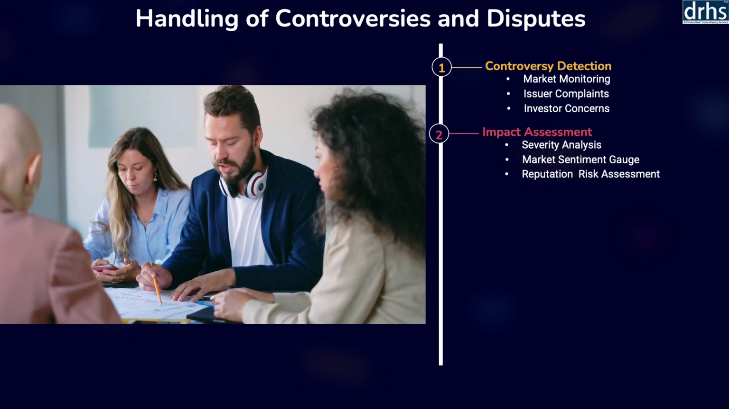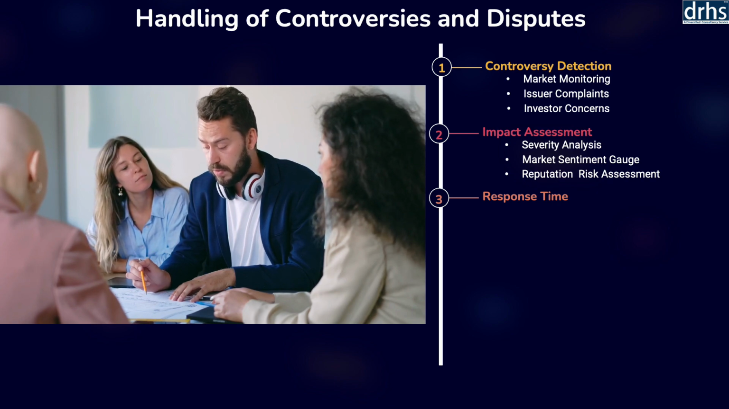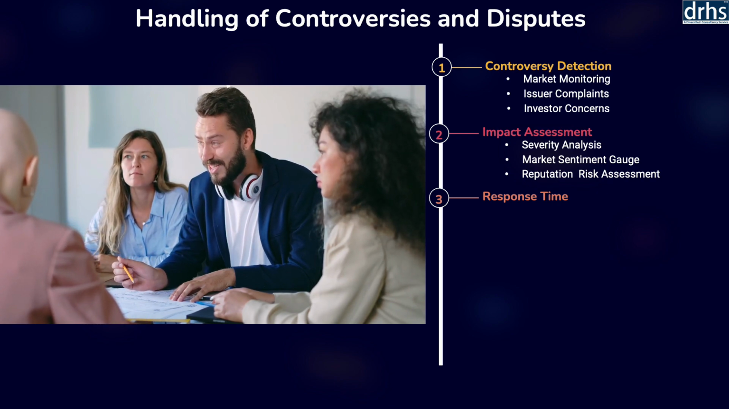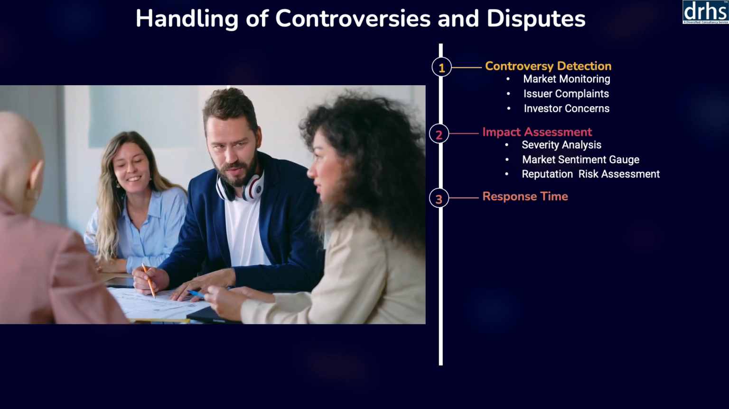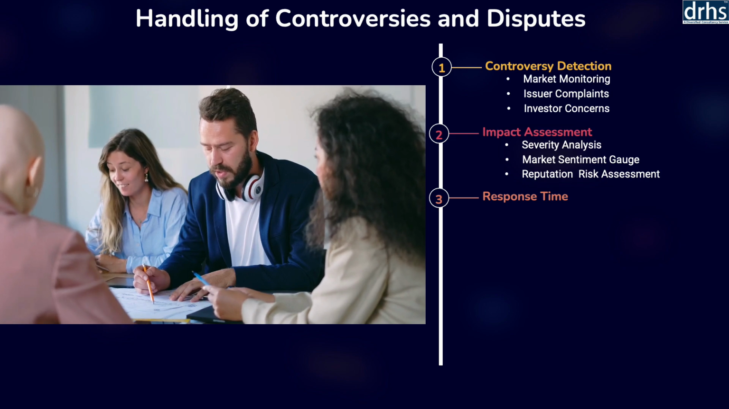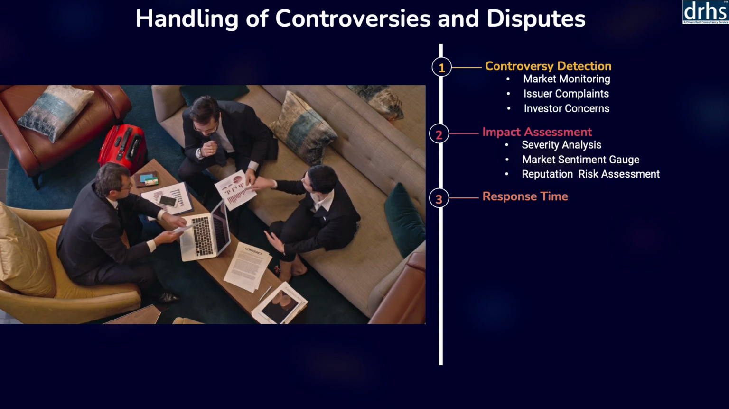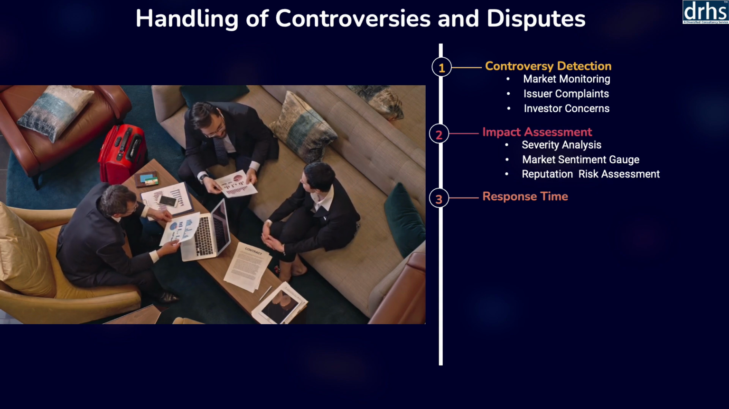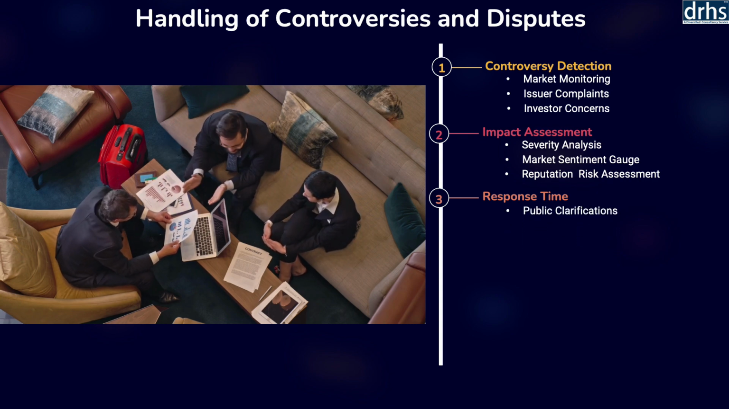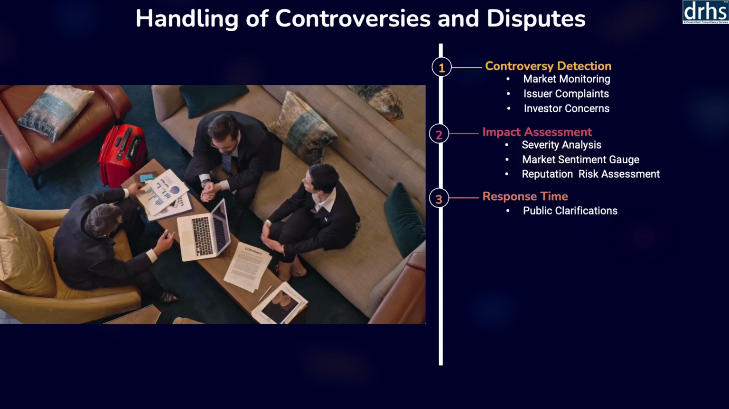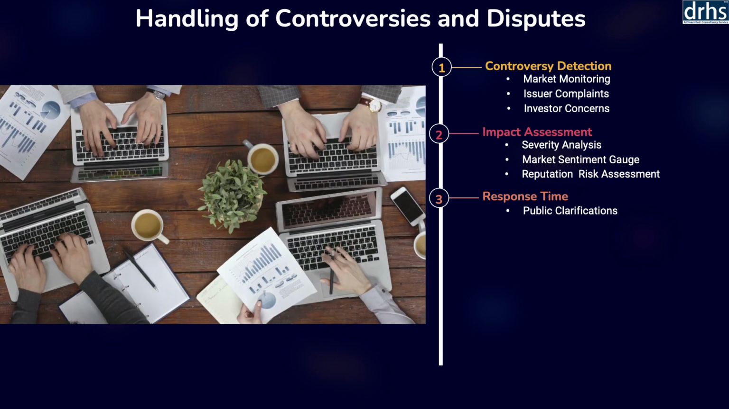The next is related with the response time. SEBI's response time to controversy will likely depend on the severity of the situation. For minor discrepancy, SEBI may allow the ERP time to address the issue internally and potentially revise the rating. However, for more serious controversy, SEBI might take a swifter action, including public clarification. It issues a statement clarifying SEBI's stance on the controversy and potential corrective measures.